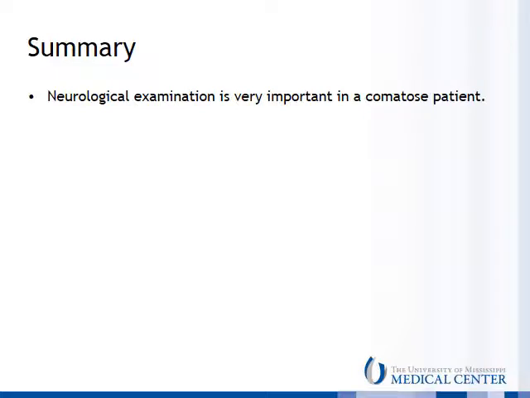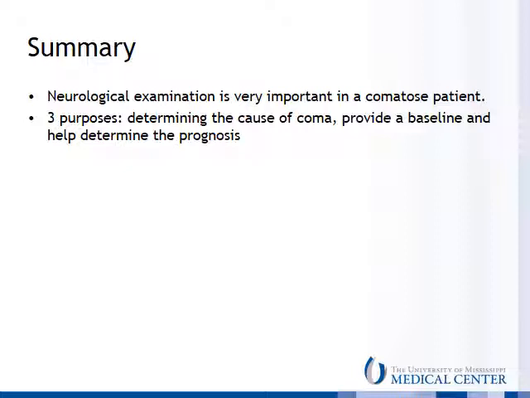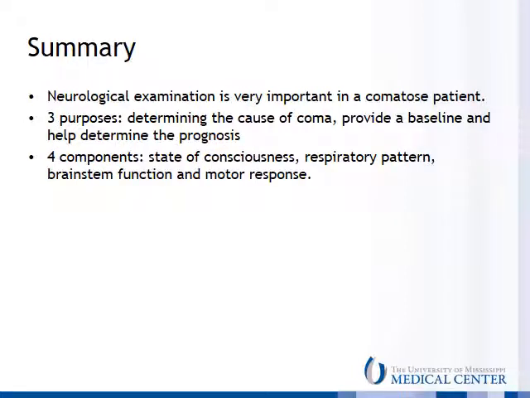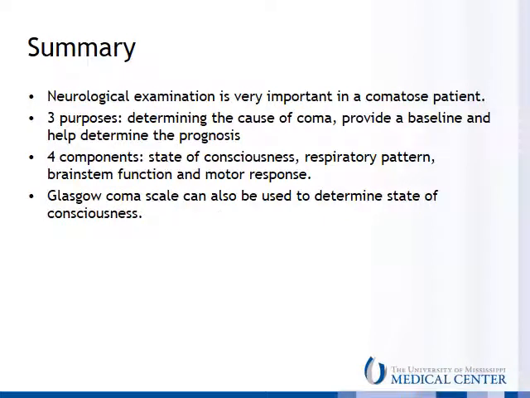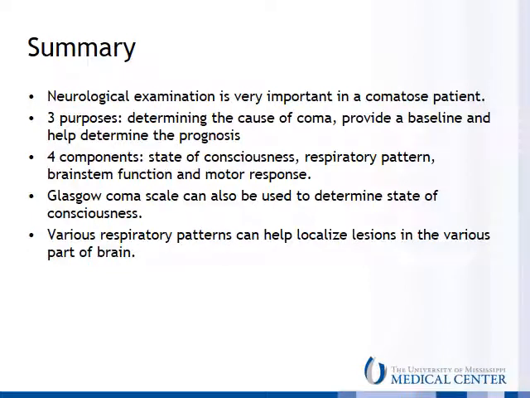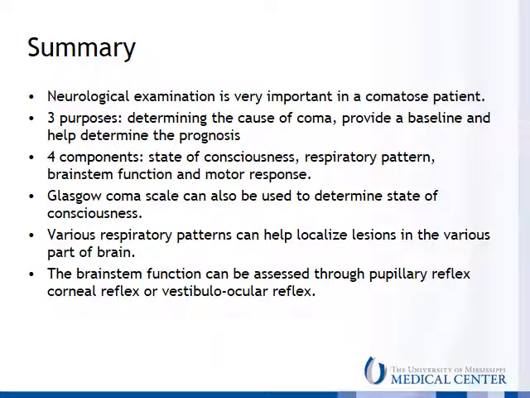In summary, neuroexam is very important in a comatose patient. It serves three purposes: determining the cause of coma, providing a baseline, and helping determine the prognosis. It has four components: state of consciousness, respiratory pattern, brainstem function, and motor response. Glasgow Coma Scale can also be used to determine state of consciousness. Various respiratory patterns can help localize lesions in various parts of the brain. The brainstem function can be assessed through pupillary reflex, corneal reflex, or vestibulo-ocular reflex.